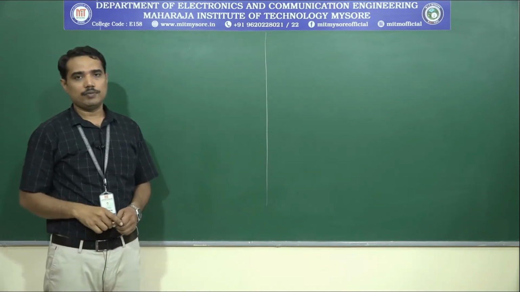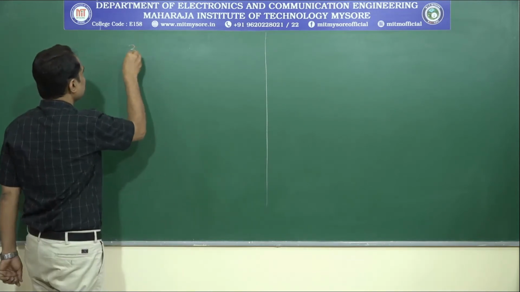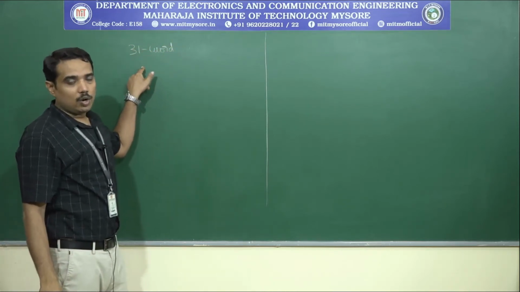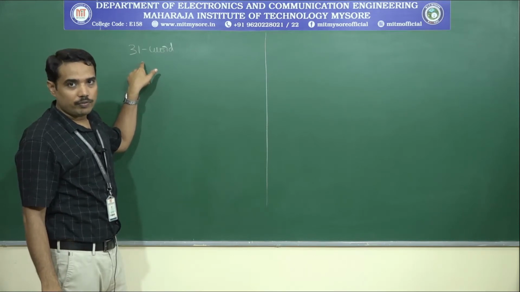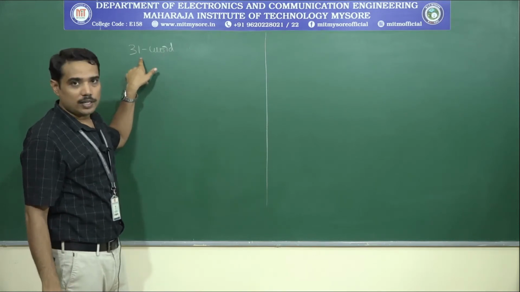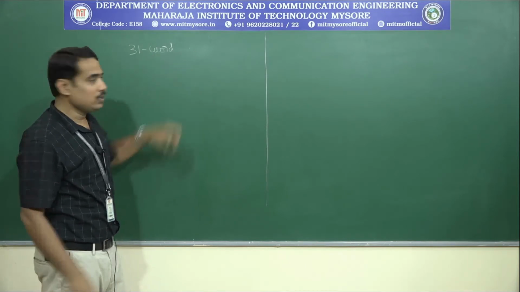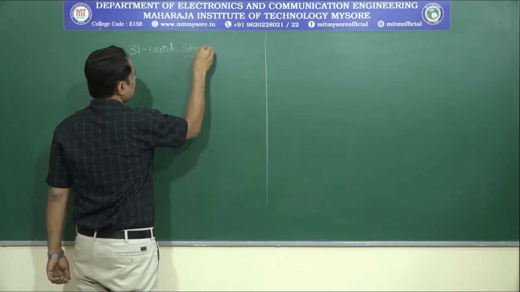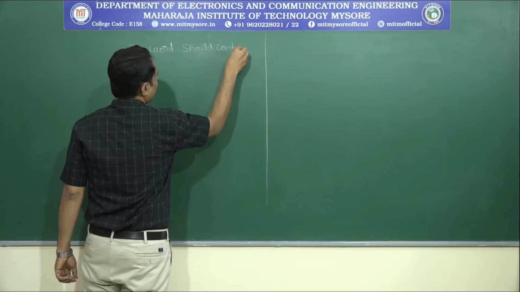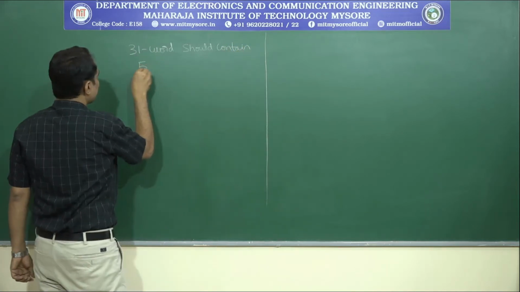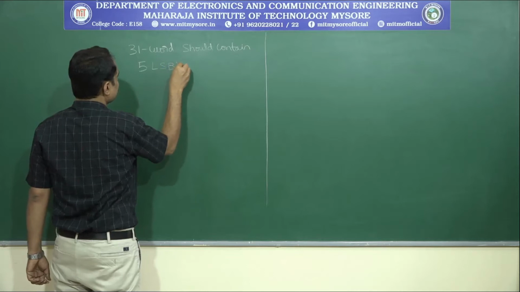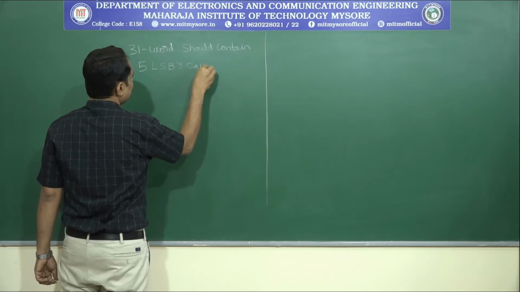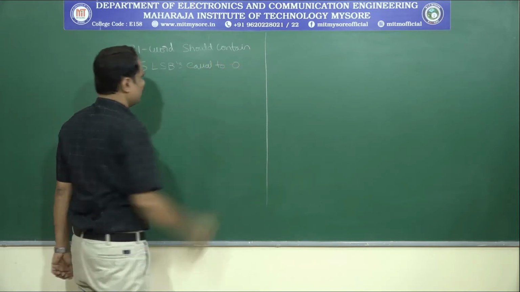Let us consider an example. For example, a 31 word buffer should contain how many LSBs? Here, if you refer to n LSBs, it should contain 5 LSBs equal to 0.